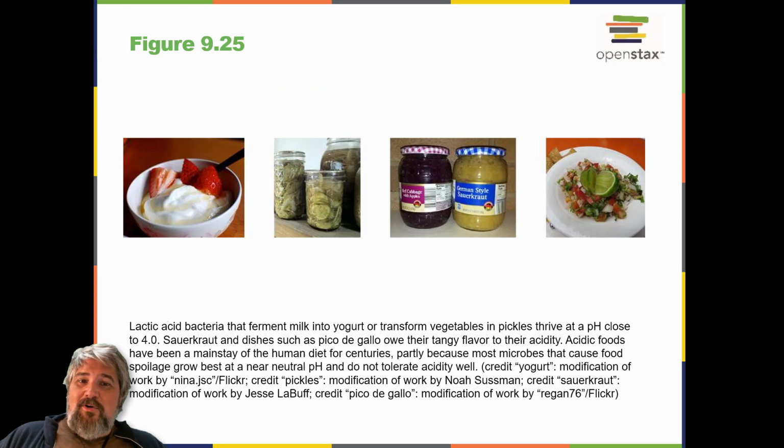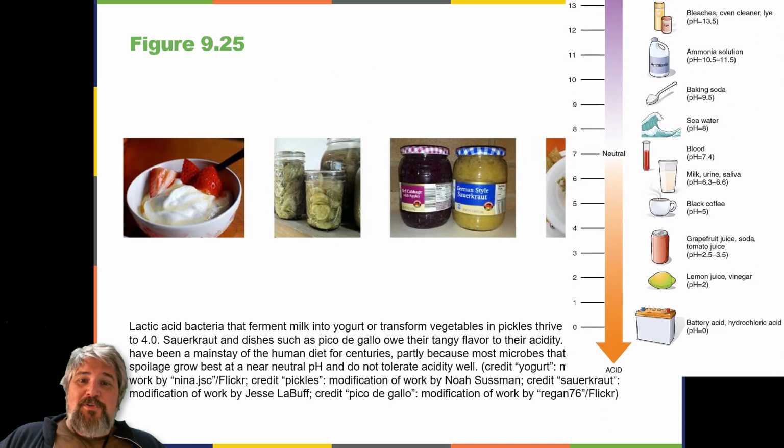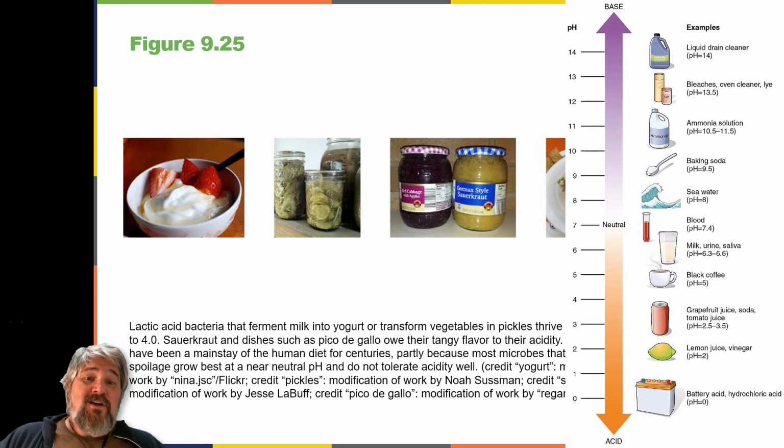Yogurt, pickles, sauerkraut, and lime-seasoned dishes all owe their tangy taste to a high acid content. Recall that acidity is a function of the concentration of hydrogen ions, or hydronium, and is measured as pH. Environments with pH values below 7 are considered acidic, whereas those with pH values above 7 are considered basic.